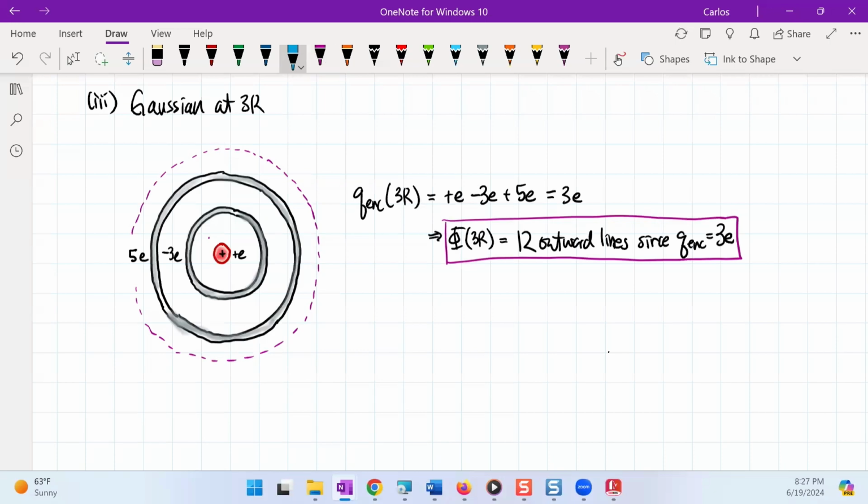So then if I was to draw them, I've got to draw 12, right? So that's going to be 1, 2, 3, 4, 5, 6, 7, 8, 9, 10, 11, 12. And of course, they're all pointing out. That's what Gauss's law is telling us.